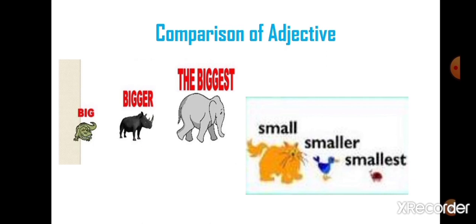Adjectives change in form to show comparison. These three forms of changing are called degrees of comparison. Now you can see in this picture big, bigger and the biggest. So these three are the different forms of adjectives which are called degrees of comparison. Small, smaller and smallest. These three forms of change are known as degrees of comparison.